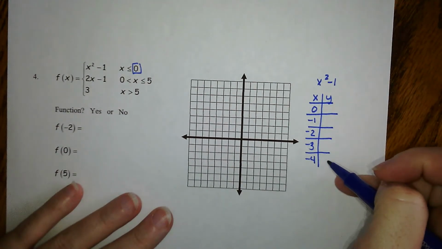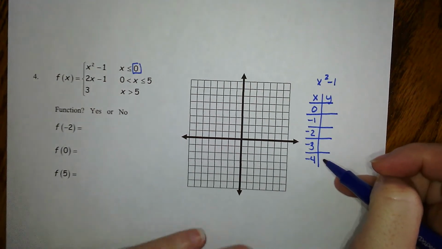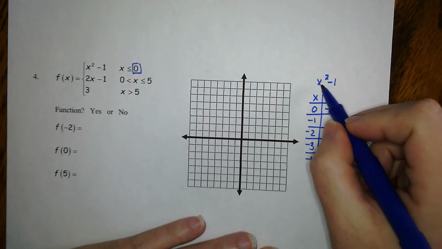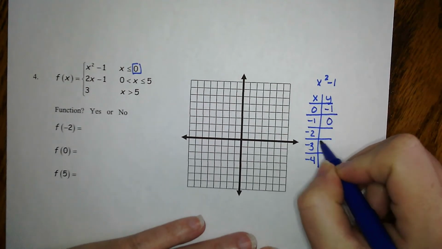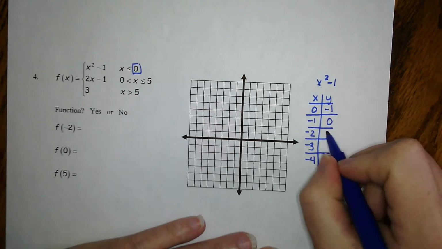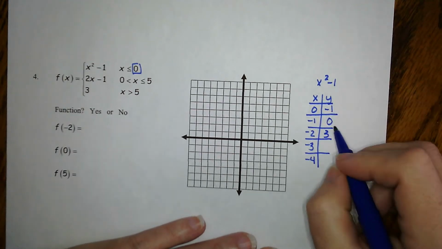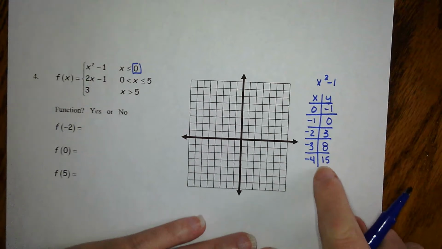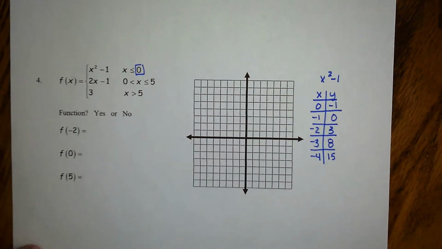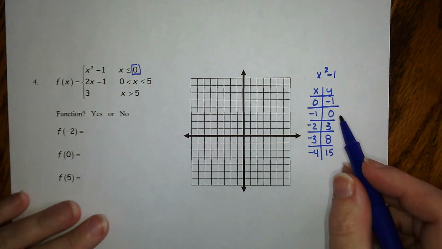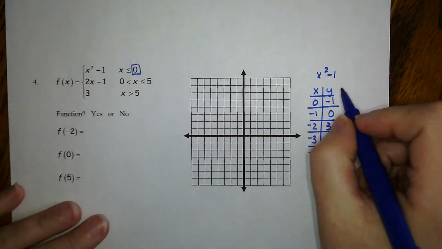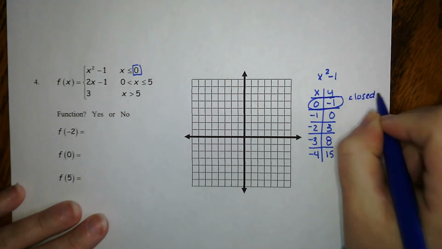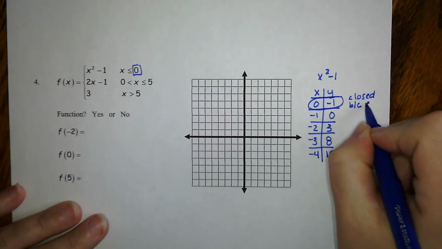Once you get to values for y that are too big to plot, then you just stop. Okay, so 0 squared minus 1 is -1. -1 squared is +1, minus 1 is 0. -2 squared is 4, and 4 minus 1 is 3. -3 squared is 9, 9 minus 1 is 8, and -4 squared is 16, minus 1 is 15. So I know that this last one isn't going to work. So I'm going to start here, and this isn't equal to. So this one is going to be closed. It is closed because it has an equal to.